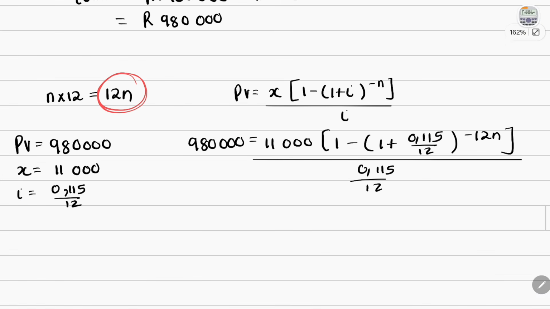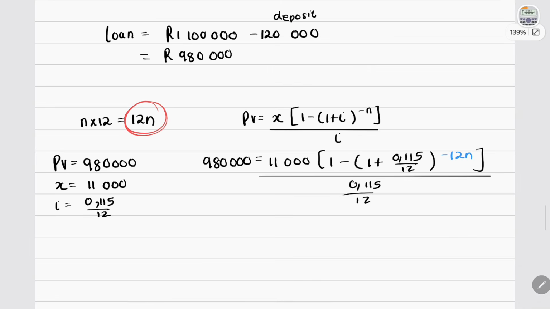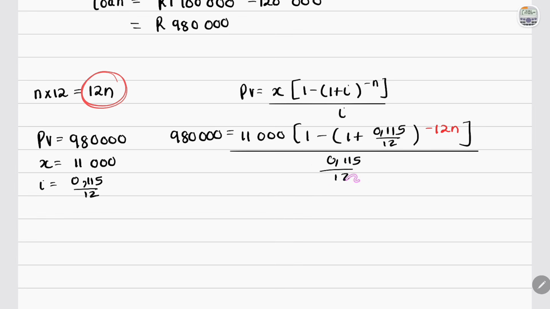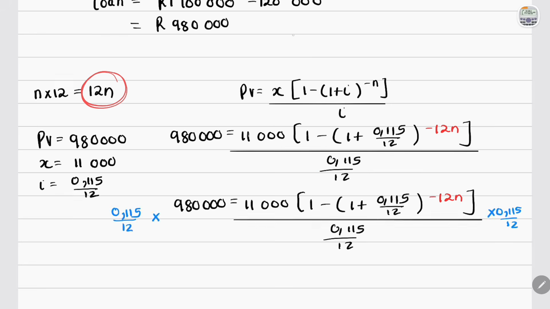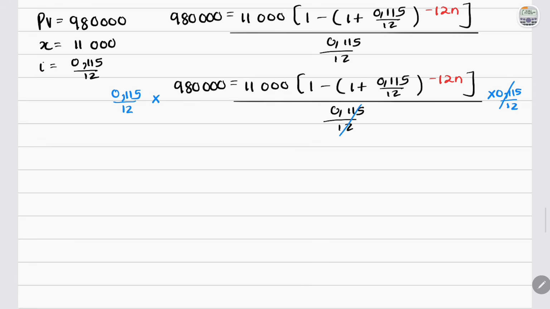Okay, so we're trying to solve for an exponent here. To get to that exponent, what is the first thing we need to do? Well, we can start by getting rid of this number in the denominator, because everything here is being divided by this number. You can simply multiply both sides by this number. Okay, so we'll do that first. And when we do that, these would cancel, and then you just still have this here.